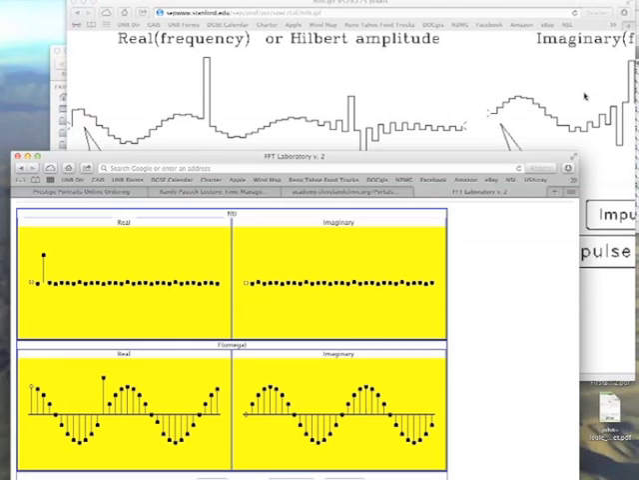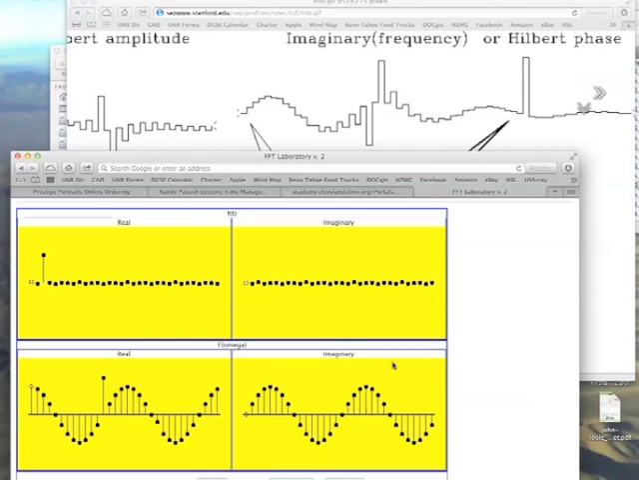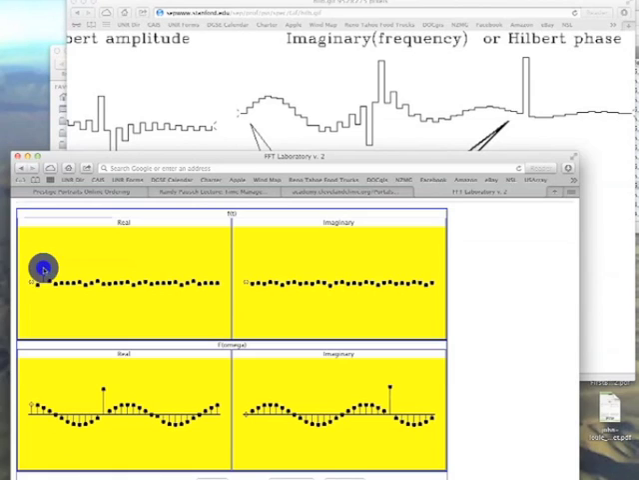And now if I go to the imaginary and I put a spike in there, we should have another part of it. And maybe I need to, okay. So we're starting to build it up.